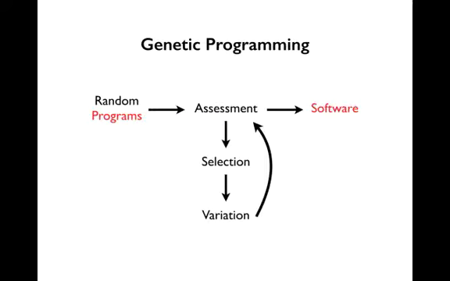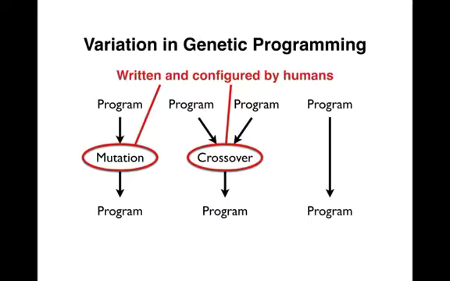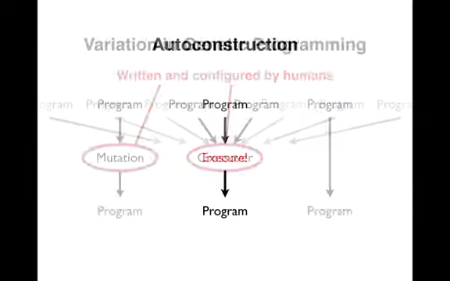Genetic programming is simply this same model where the random instances you begin with are programs. They're assessed by running them, and when you succeed, you end up with solutions that are programs, that are software. Now, in genetic programming, as ordinarily performed, variation is accomplished by means of mutation and crossover operators, and indeed sometimes we allow programs to produce a child that is identical to the parent for the next generation. We sometimes call that straight reproduction. So this is what it looks like in traditional genetic programming, and the important thing to note is that the mutation and crossover steps are written and configured by humans.